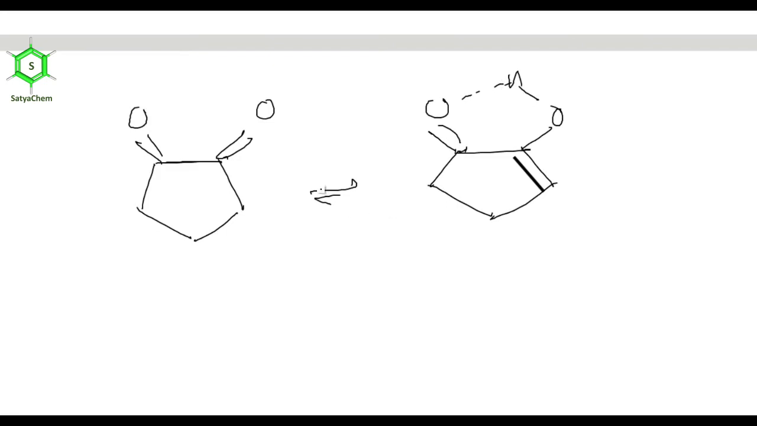Clear? So that is why 100% enol form. Here enol form is 100%. So it tries to minimize the dipolar repulsion. That is why it gets converted into corresponding enol form. Clear? And evidently here the enol form is also stabilized through intramolecular hydrogen bonding. This intramolecular hydrogen bonding. I think it is clear now.